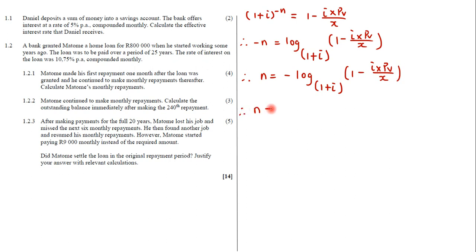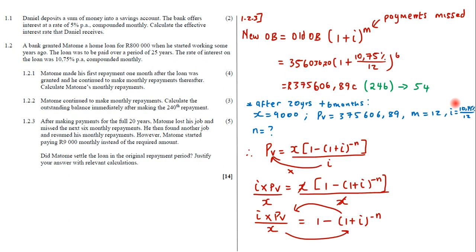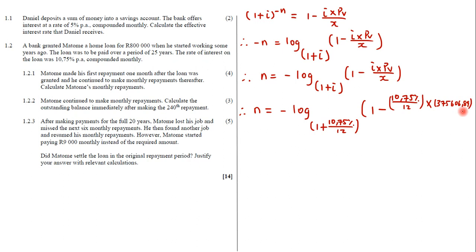Now let's go ahead and substitute. The only thing I have to do now is to substitute 10.75% over 12 into 1 minus 10.75% over 12 times, remember my loan, it was 375,606.89, close bracket, over 9,000, and then close that one.